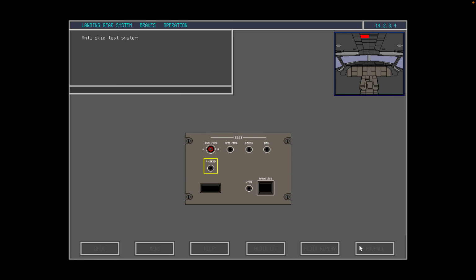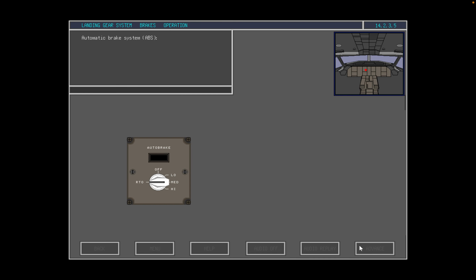To check the anti-skid system, a test button is provided on the test panel. When the anti-skid test button is pressed, a white anti-skid light will illuminate if the system is serviceable. The light will extinguish when the test button is released. The final discussion in the operations section will deal with the automatic brake system, or ABS.